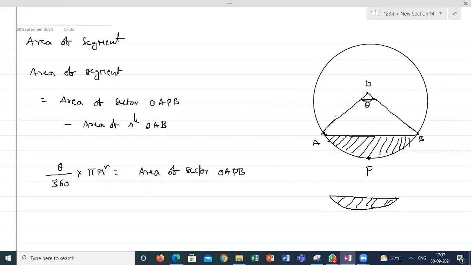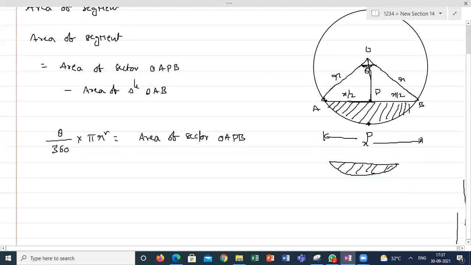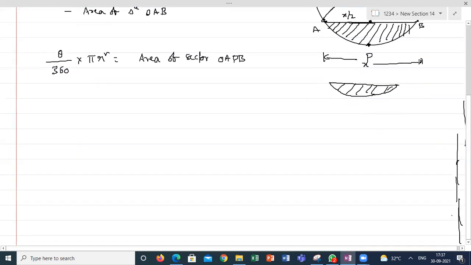But how to calculate the area of the triangle? If you look into this, OA is equal to OB, so this is R and this is R. I am taking a perpendicular. For an isosceles triangle, if I take the altitude, it will meet AB exactly at the midpoint. Suppose this midpoint is D. This is x by 2 and this is x by 2. The total chord length is x, I am taking. Then you can calculate the height of the triangle with the help of this. So I'm taking the triangle alone separately. I want this height, but I don't know the chord length. I am assuming, so here two variables are there.